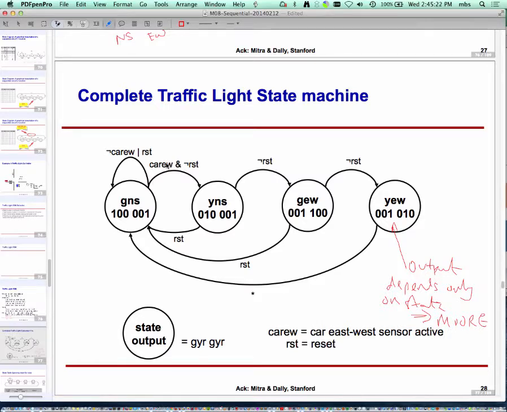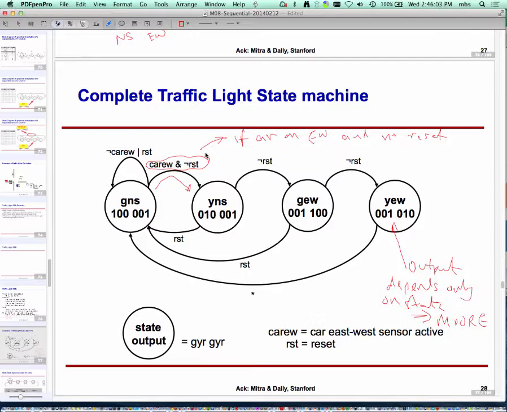If there is a car on the east-west, that means car east-west is high and reset is low, so I'm not resetting. In that case, I have a car on the east-west segment, so I'm going to move to yellow north-south. I'm going to turn the green to yellow in the north-south direction. So I move along this edge. This is the path I'm going to take, right? This is basically saying if car on east-west and no reset, right? That's what this condition is saying.